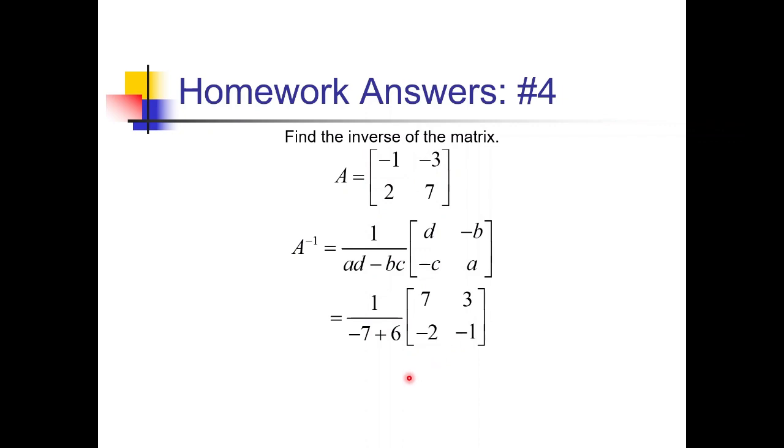All right, so now we simplify this. This is -1 down here. 1 over -1 is -1 overall. So we're just doing -1 multiplied by this whole matrix. So each of these just gets multiplied individually by -1. This is going to be a -7, -3, +2, and +1.